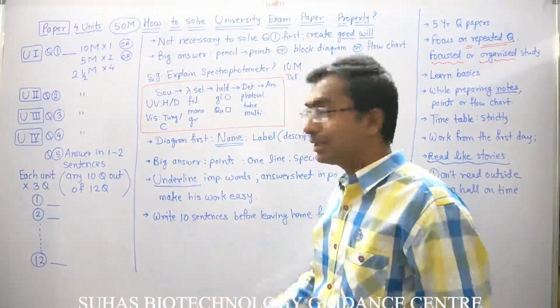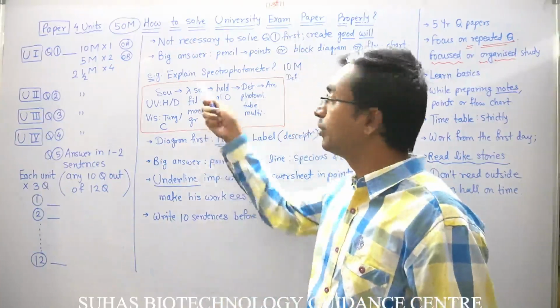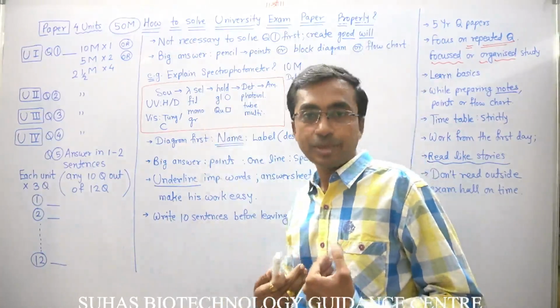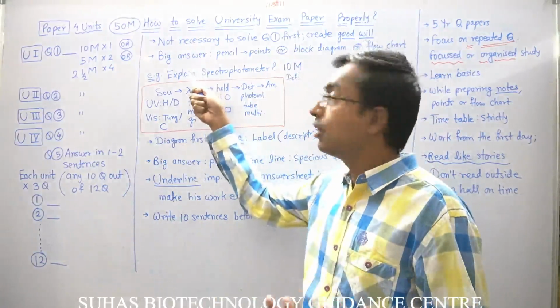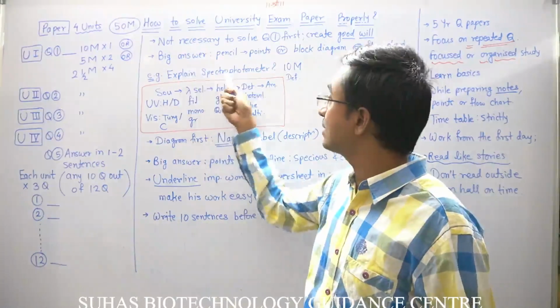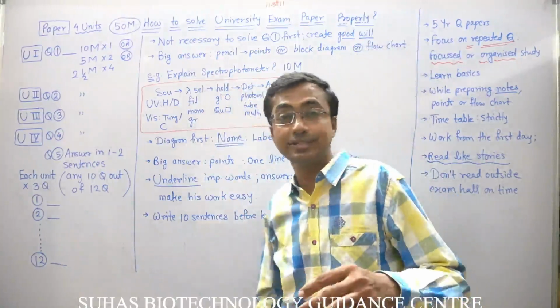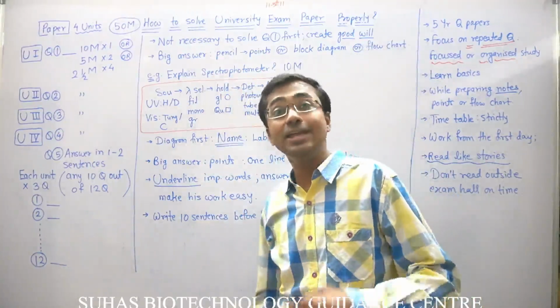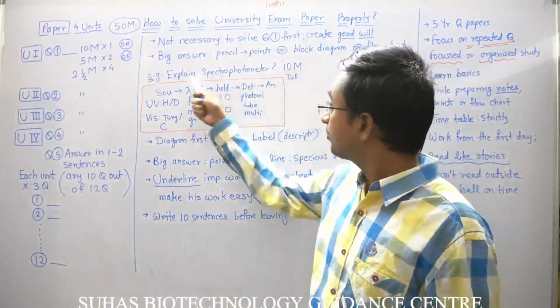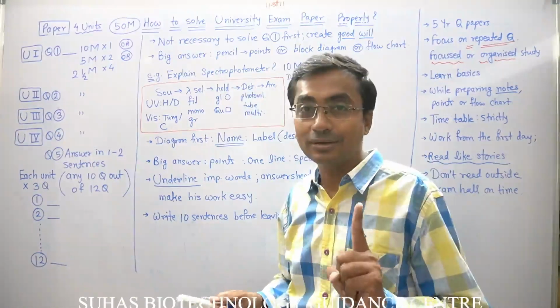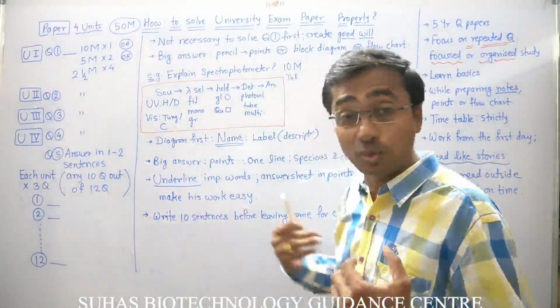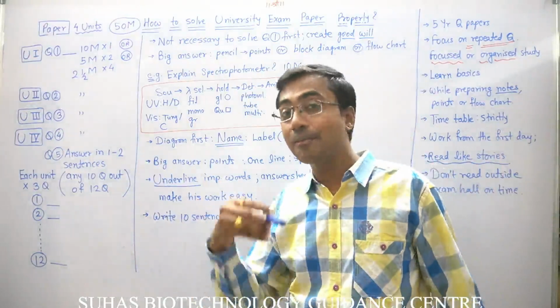Example of it, there is a very common question because I am a student of biochemistry. There is a very common question to biochemistry, chemistry or biotechnology students: explain spectrophotometer. Even spectrophotometer is there for chemistry students and engineering students also. Now I have to explain this, and it's one question of 10 marks. It's a big question. But I know the answer, but while writing, I might miss a point.